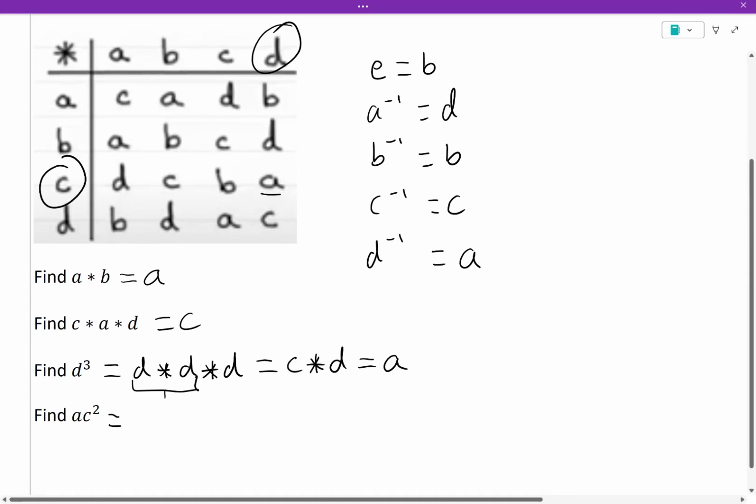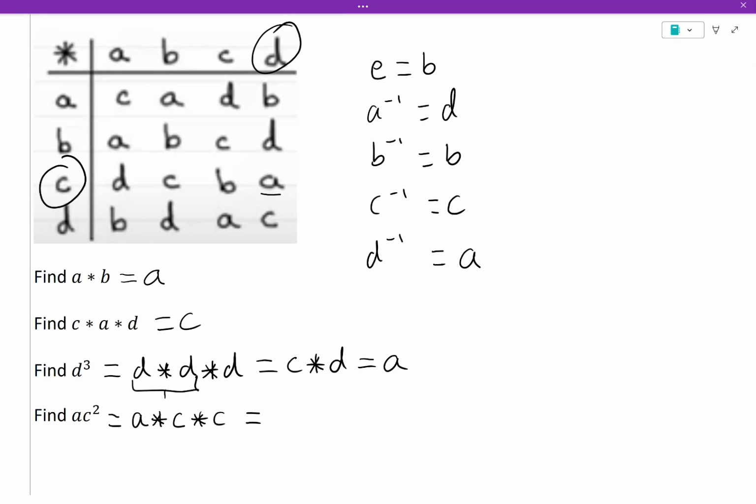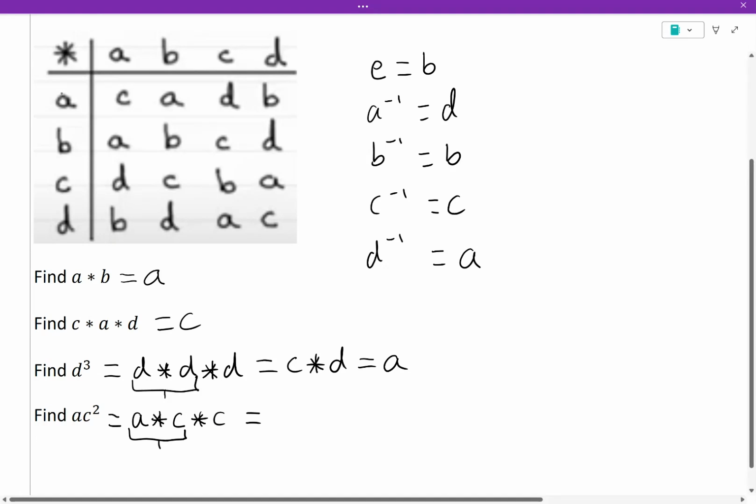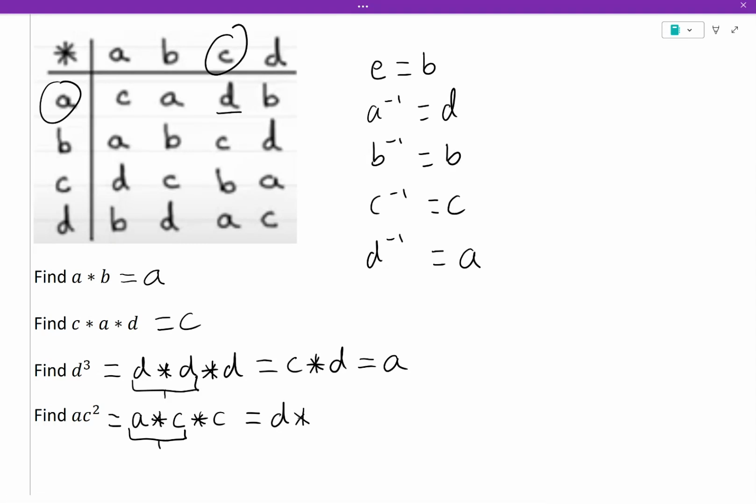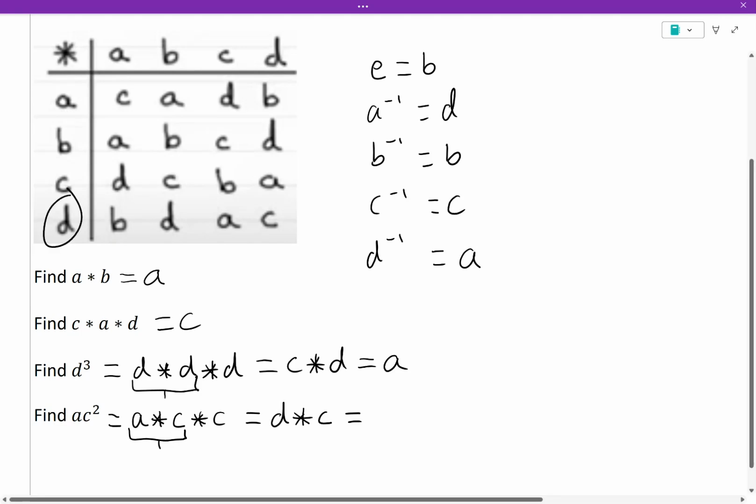Okay, final one here then. We've got A C squared, so we could write that as A combined with C combined with C. If we start by doing A combined with C, we have A combined with C, which gives me D. And then we still need to combine that with C to get our final answer. So D is our left element, our right is C, and that gives me A as my final answer.